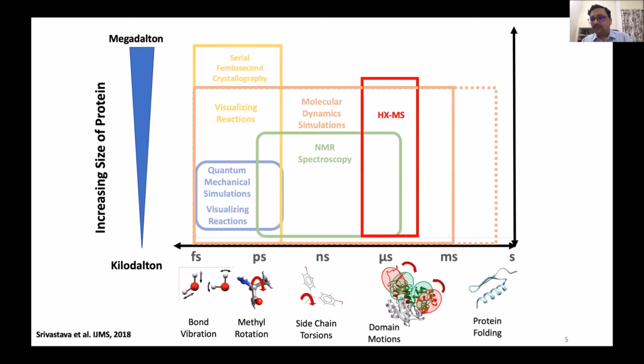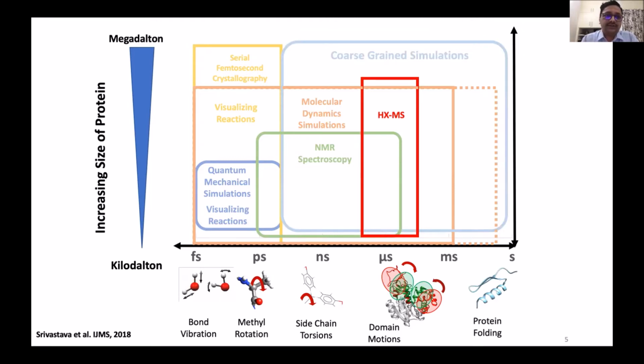However, even now, for studying phenomena which happen at the time scale of seconds or so, we have to rely on coarse-grained simulations. On the y-axis here is the size that I've displayed, so usually for larger systems, we would want to go with coarse-grained simulations, and for smaller systems, all-atom simulations are fine.